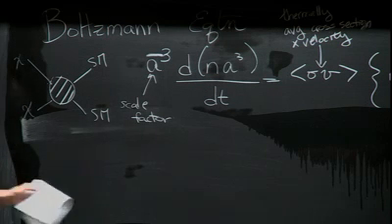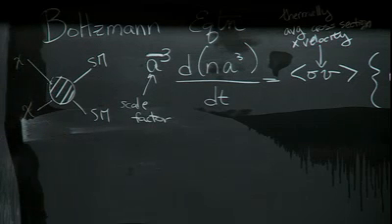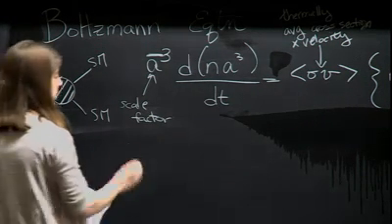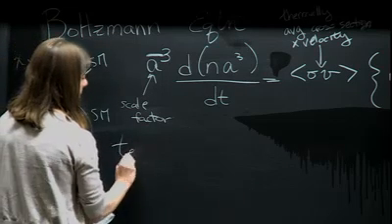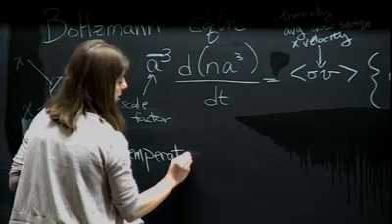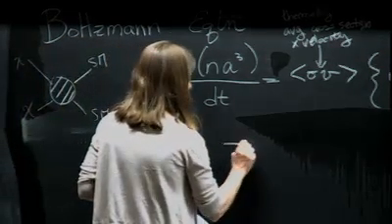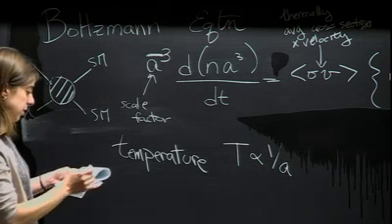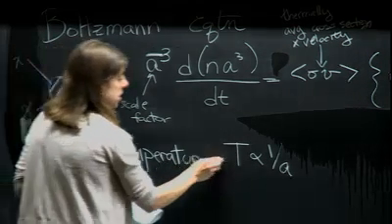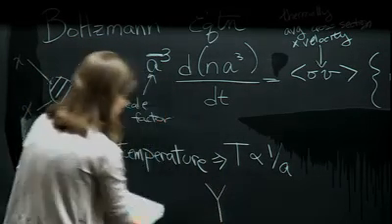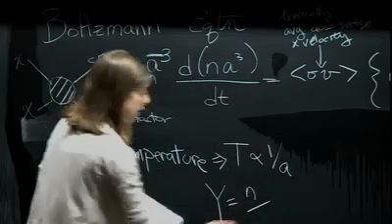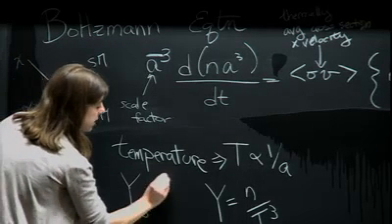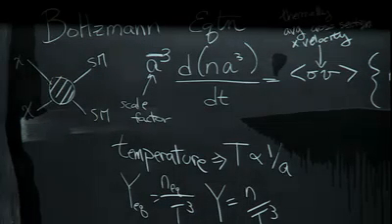OK, so it'll be useful to rewrite this in a form that's going to be a little bit more illuminating. And so we're going to go through just a little bit of algebra here just to make that transition. The first step is to rewrite this in terms of temperature. And to do that, we're going to use the fact that temperature is proportional to 1 over A. And then I'm also going to define the quantity capital Y as being number density divided by temperature cubed. And similarly, Y with an EQ is going to be equilibrium number density divided by temperature cubed.